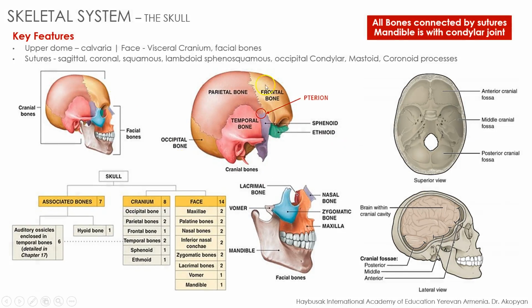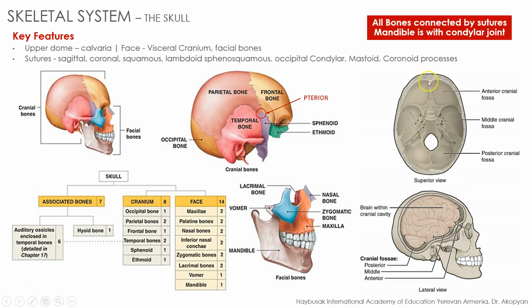If you break the human skull into 2 components, as I said, you have the cranial component and the facial component. If you further take a sagittal or a transverse cut of the cranium and look superiorly, you can see 3 fossae in the base of the skull. These are the anterior, middle, and posterior cranial fossae.